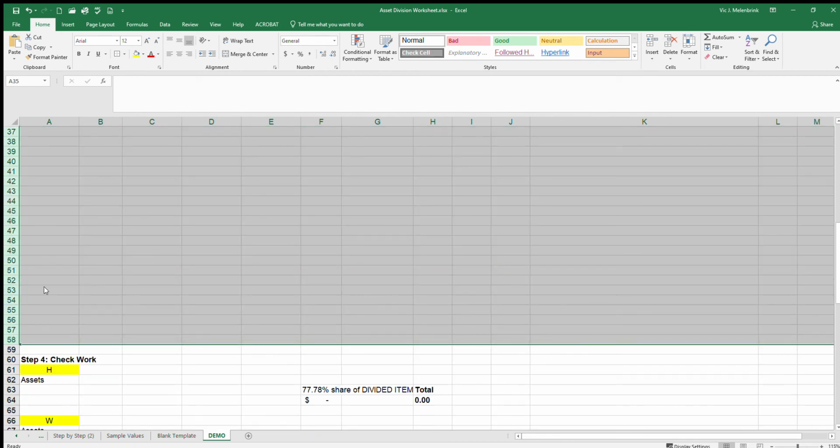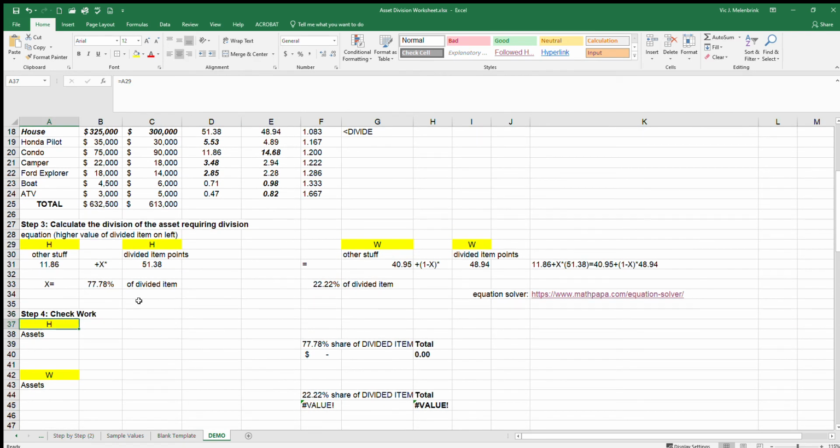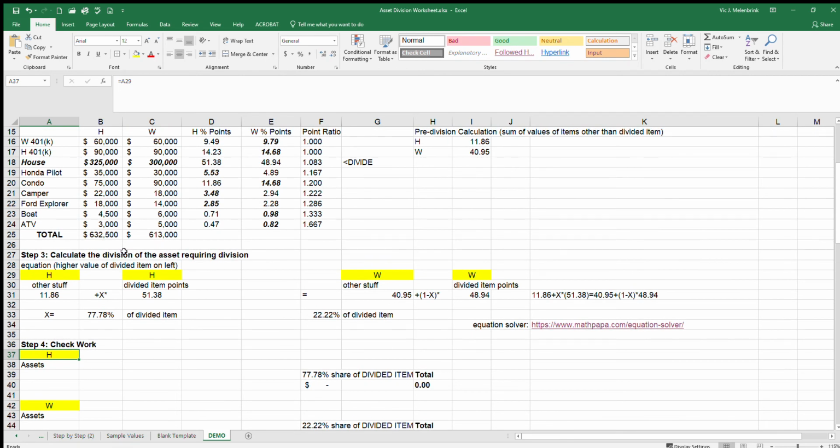They're going to say, well, that doesn't sound right. How do you know that's the right thing to do? So we're going to check our work. That's step 4. So, husband assets. We're going to go through and list each of the assets husband has. Let's see, which items is he getting? He's getting the Honda Pilot. So I'm going to copy that, paste it. He's getting the camper, and he's getting the Ford Explorer.